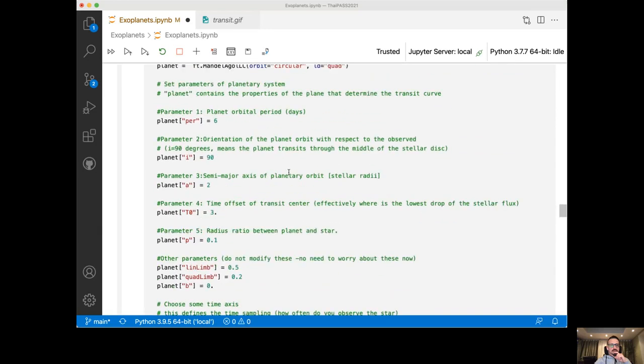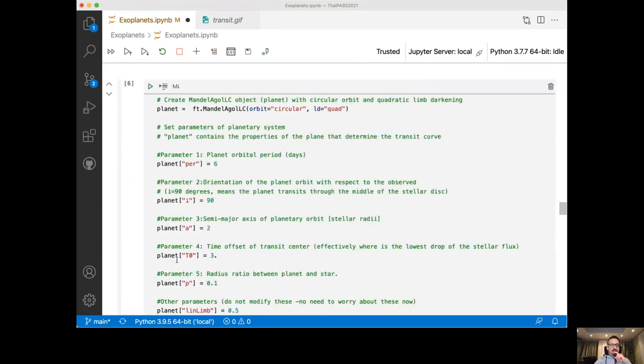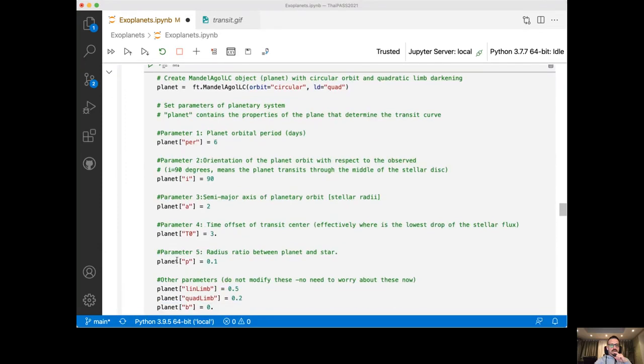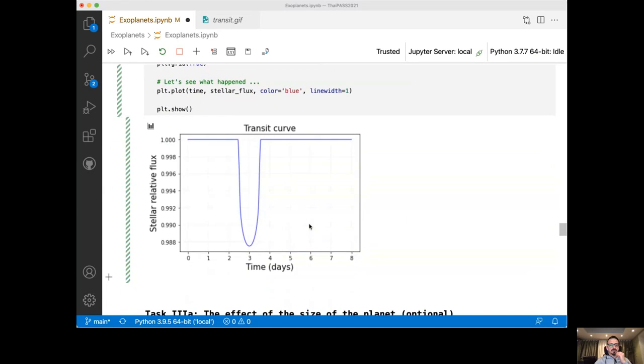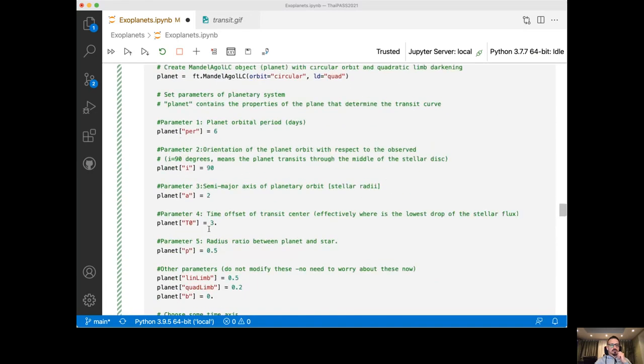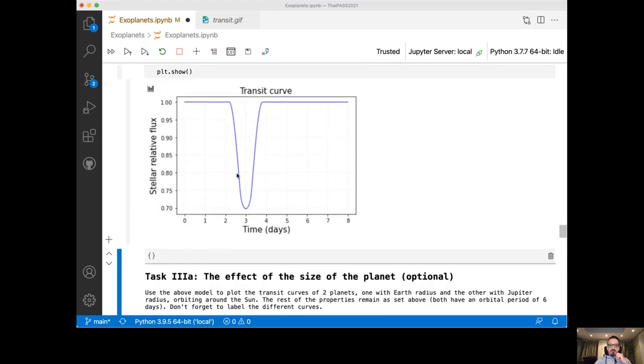Okay, then what I will do is change the parameters. You can see here the bottom is at 0.988. Let's just increase the radius ratio between planet and star, so I make my planet a bit bigger in size. Let's put it 0.5, which is quite large. Now I'm running it with a new parameter. See that the shape of the transit has changed a little bit, and also it's gone down to 0.7.